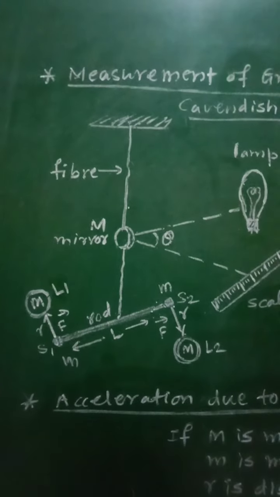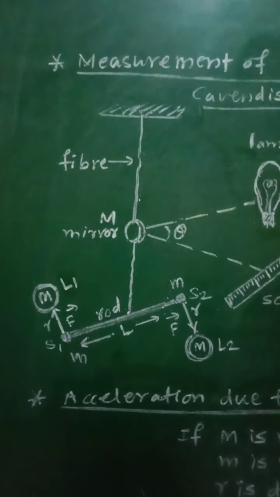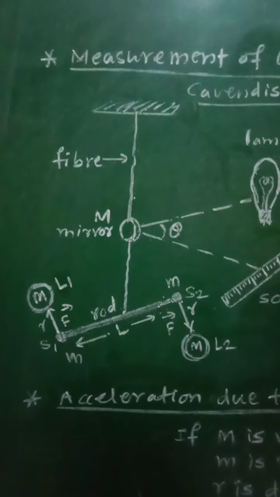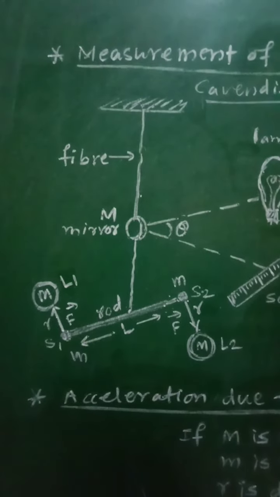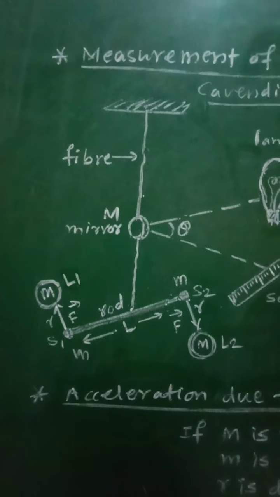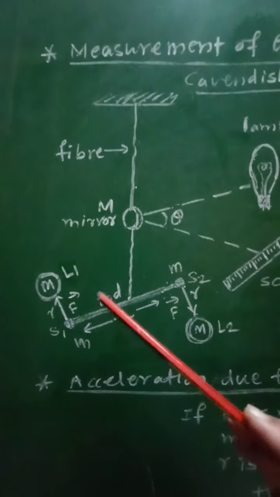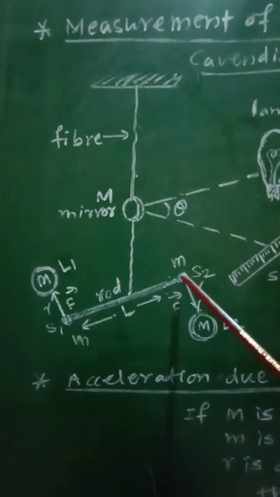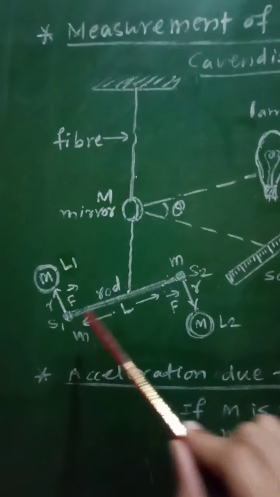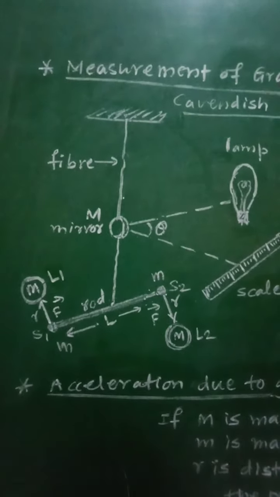Then two small spheres S1 and S2 of lead having equal masses m and diameter about 5 centimeter are mounted at the two ends of that rod. So S1 and S2 will represent the two spheres which are mounted at the two ends of this rod, and these spheres are made up of lead.